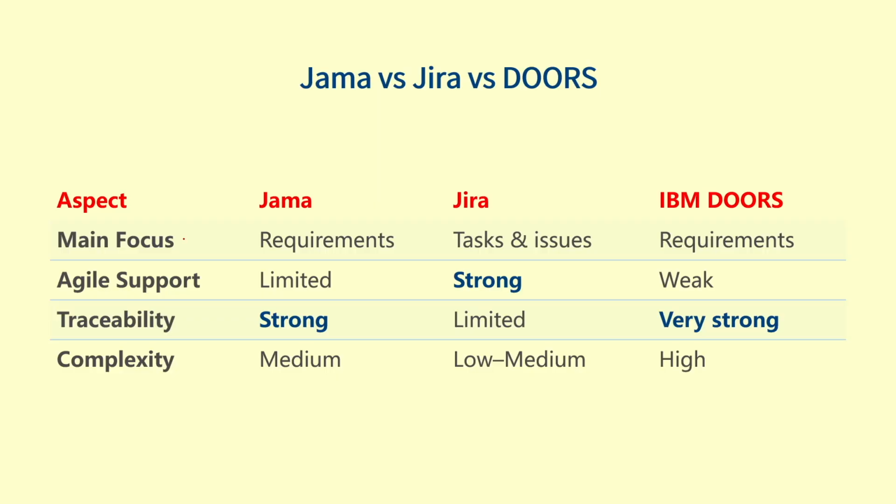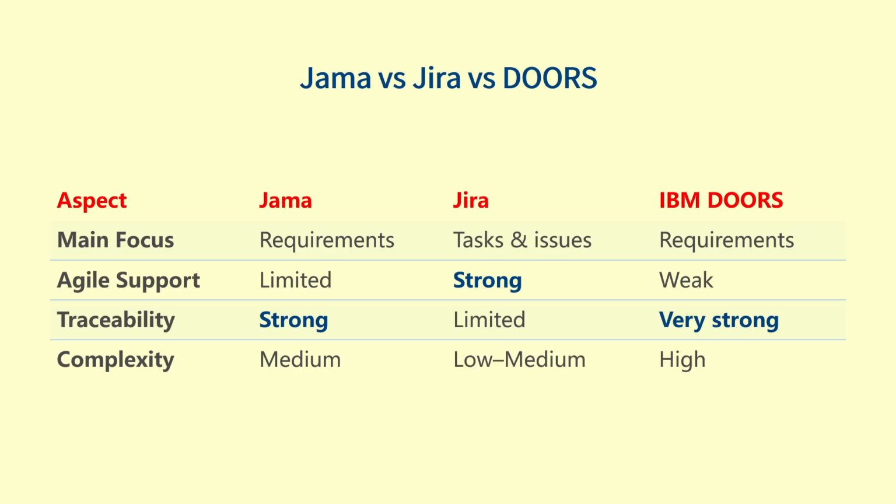We are trying to compare in 4 different aspects. What is the main focus? Support for agility, traceability and complexity. So first we will take JAMA. As we have understood, it is only for requirements management. So the main focus is only for requirement. And JIRA, it is for the process, the task that is associated with the process and the issues.